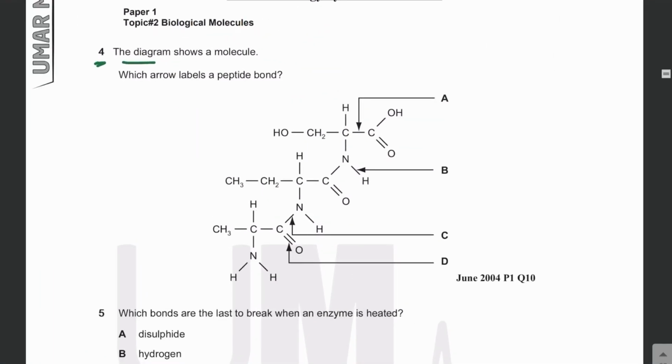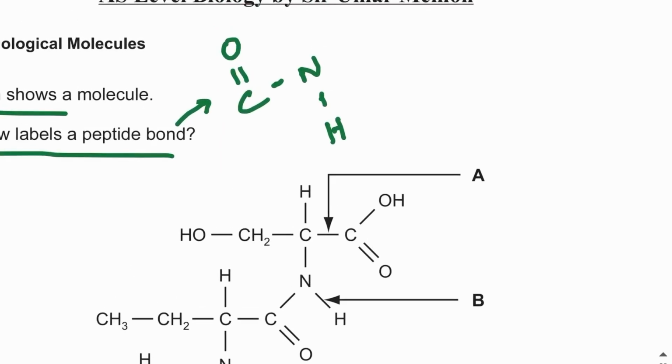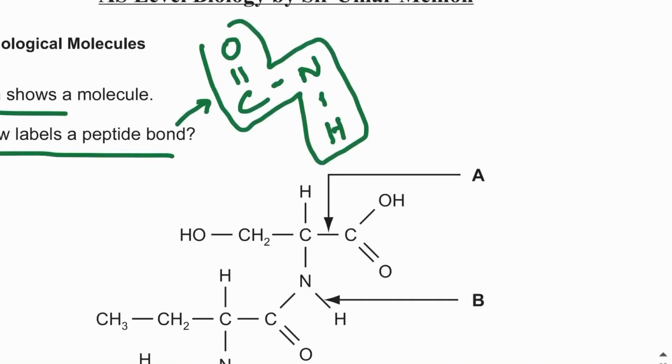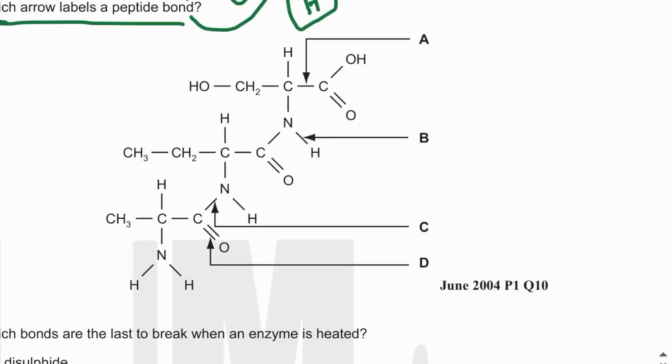The diagram shows a molecule. Which arrow labels a peptide bond? So guys, you should know what the peptide bond is. If you want to search for the peptide bond, then search for the CONH group. Always remember that whenever you find the CONH group, the bond between carbon and nitrogen will be the peptide bond, right? So this is the peptide bond. So where do you find it? The CONH group is over here, and the bond between carbon and nitrogen should be the peptide bond. So the answer is C.